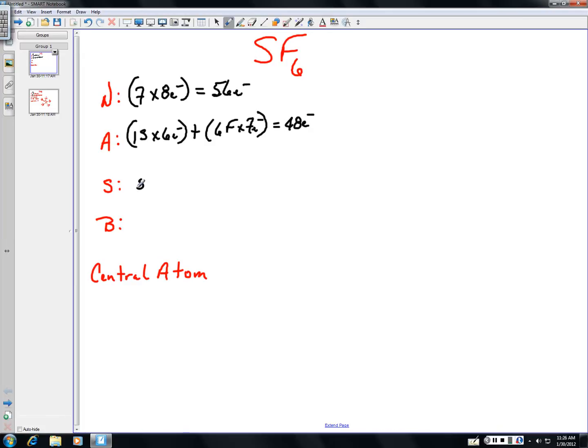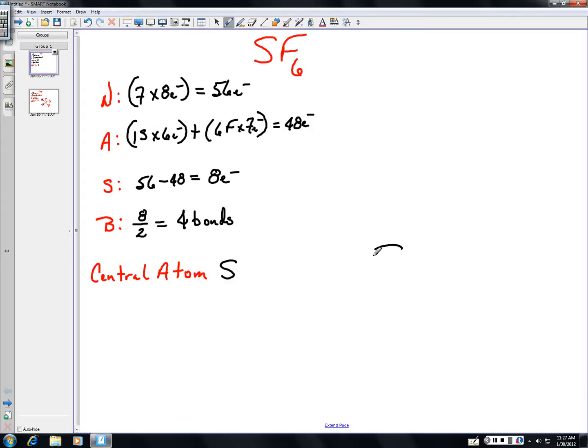Shared, N minus A, so 56 minus 48 says that I have to share 8 electrons. And so bonding would be the shared number divided by 2, so my formula has to have 4 bonds. And if I'm going to pick a central atom, fluorine is the most electronegative element in the periodic table. Therefore, sulfur will have to be the central atom, and it's the only one of its kind.